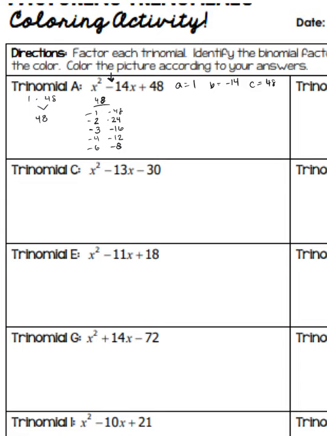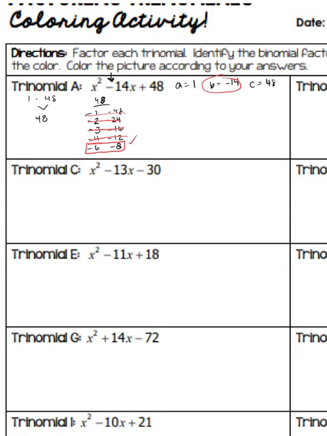So my next step is to find which factors add up to give me my B, and my B is negative 14. So negative 1 plus negative 48 is negative 49, so we can cross that one out. Negative 2 plus negative 24 is negative 26, cross it out. Negative 3 plus negative 16 is negative 19, we can cross that out. Negative 4 plus negative 12 is negative 16, we can cross that out. And then finally, negative 6 and negative 8 gives me negative 14. So those are the factors we are going to use.